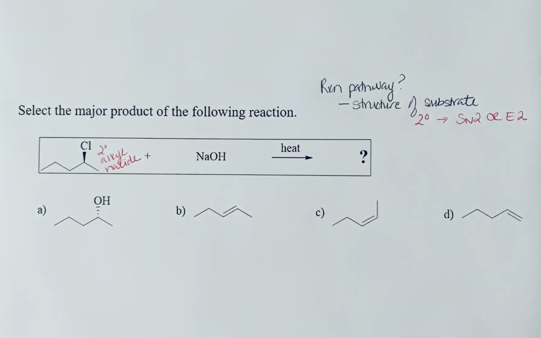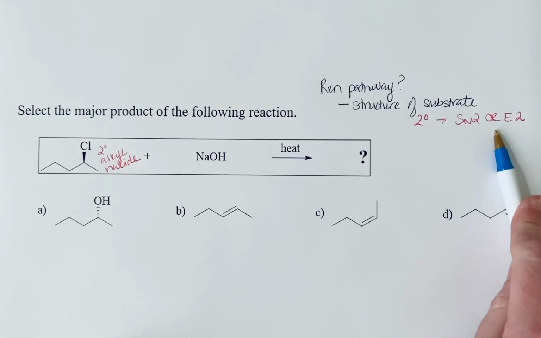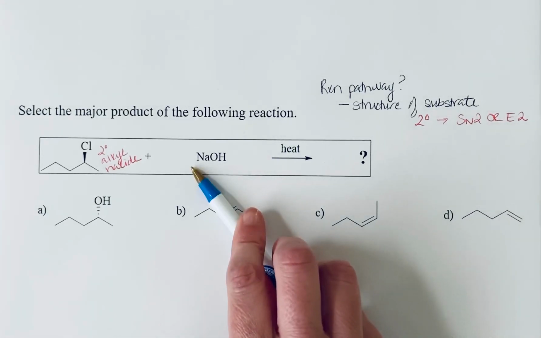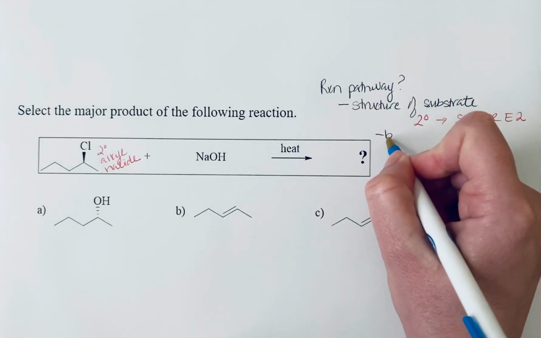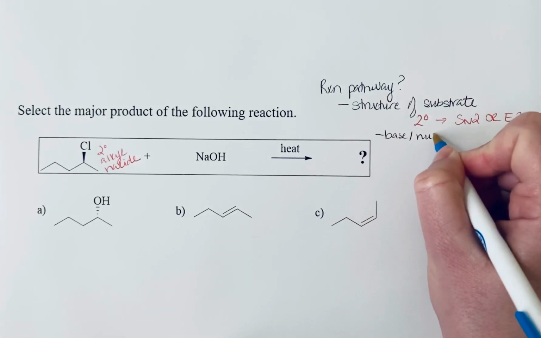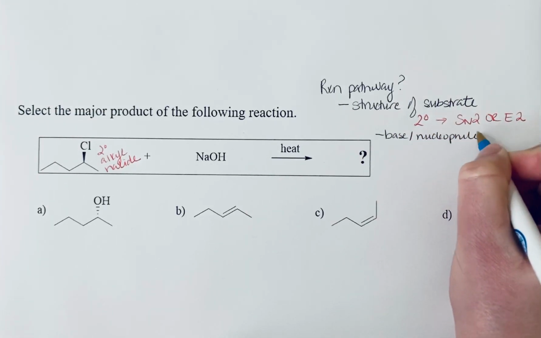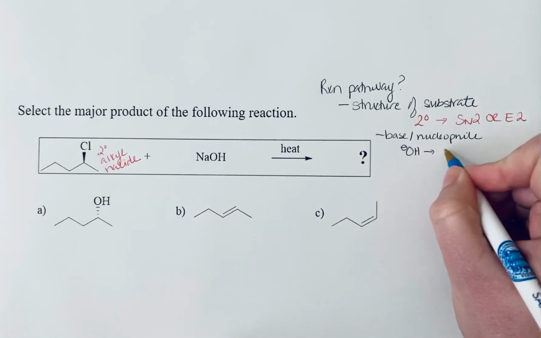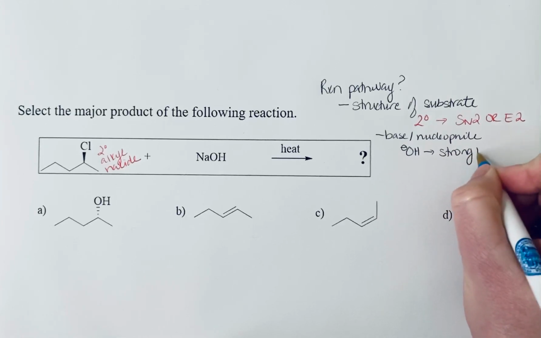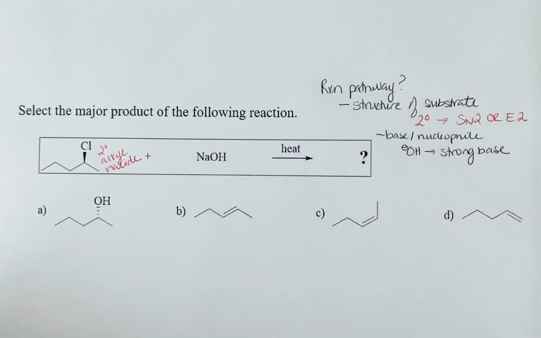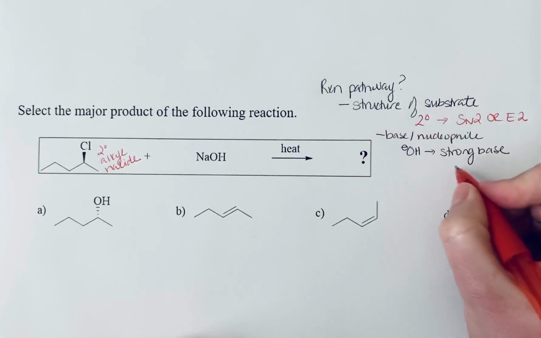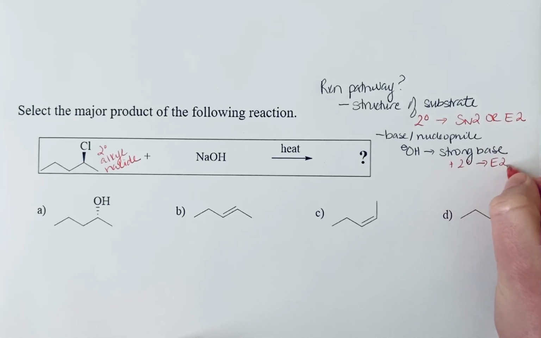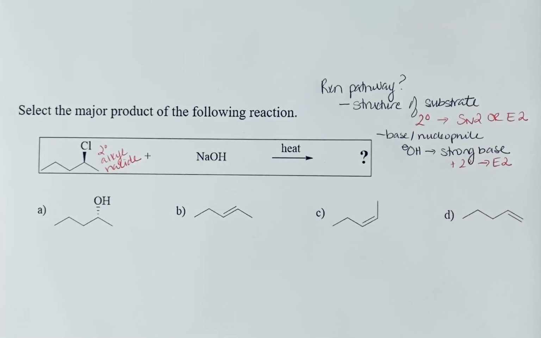And so to distinguish which one of these is taking place, the next thing we want to do, and this is the order we want to consider things in, we want to look at the substrate, and then we want to look at the base/nucleophile. And we are using hydroxide, which is a fairly strong base. And this leaves us with a secondary substrate. So a strong base plus a secondary substrate, we're going to get an E2 reaction. So we're looking at an elimination reaction.